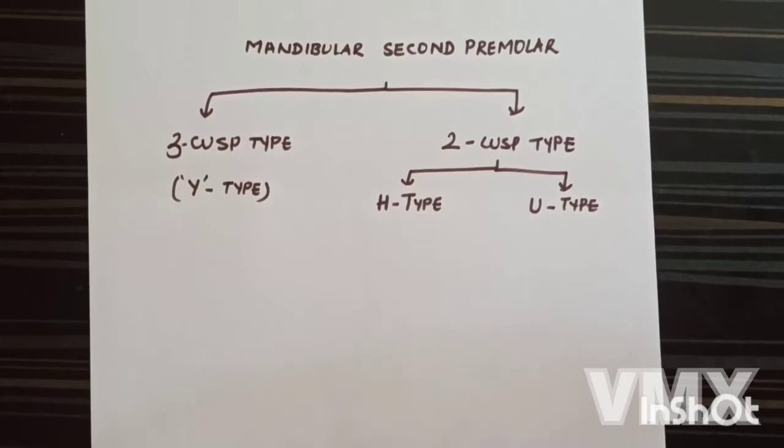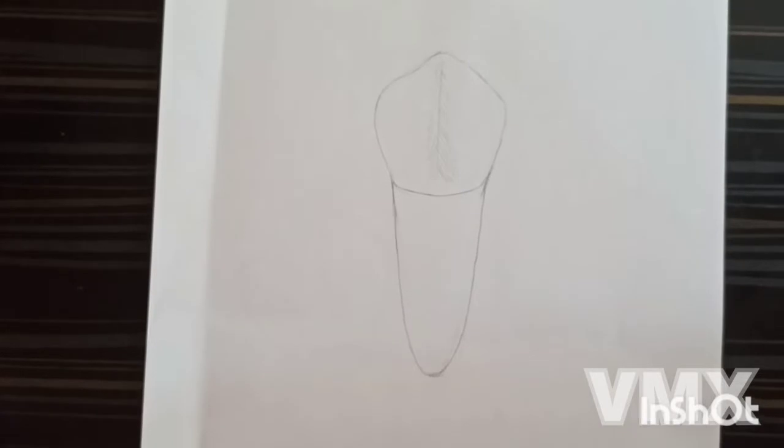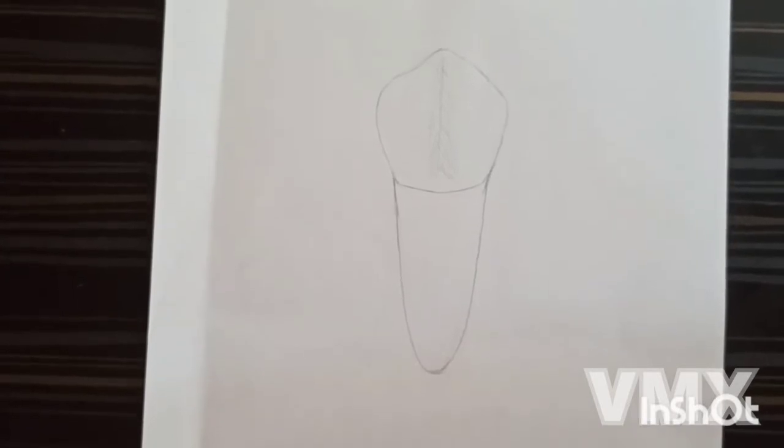Now this is just the introduction part. Details we will learn when we talk about the occlusal aspect. But to begin with, we should know that there can be a three cusp type and a two cusp type of mandibular second premolar. Now let us start learning about the morphology in detail.